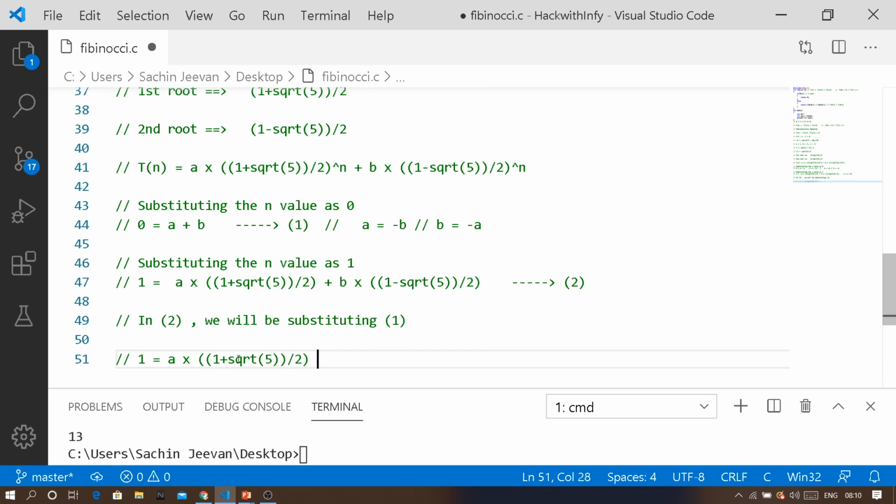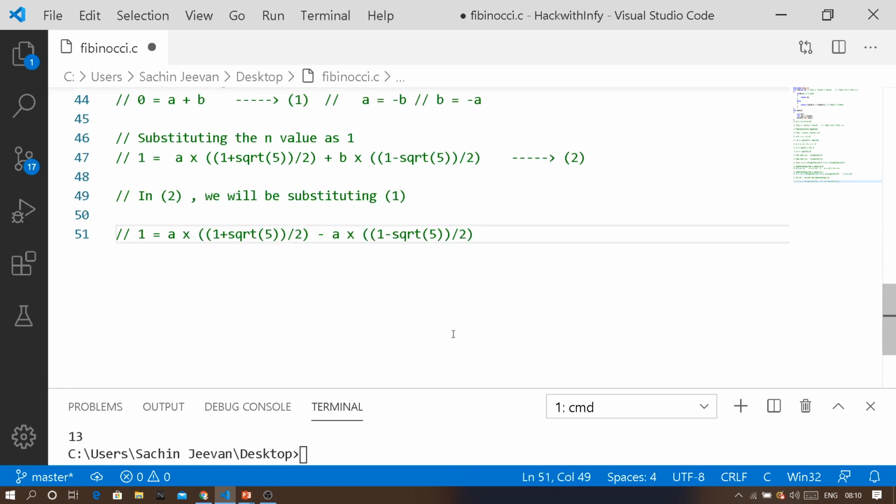it is not plus for b, it is minus a, because what is the value of b? Value of b is minus a. So instead of plus b we are taking it as minus a. So minus a multiplied by 1 minus square root of 5 divided by 2. Now what we are going to do is, we are going to multiply this a inside this bracket. So 1 is equal to, what is a multiplied by 1 divided by 2, because this divided by 2 is common to both your 1 and square root of 5.